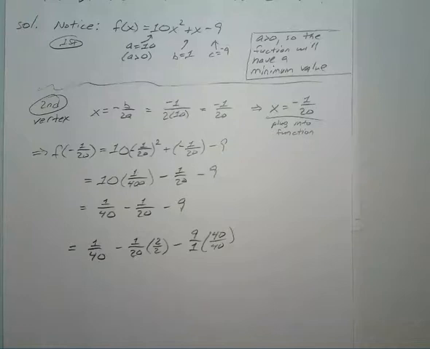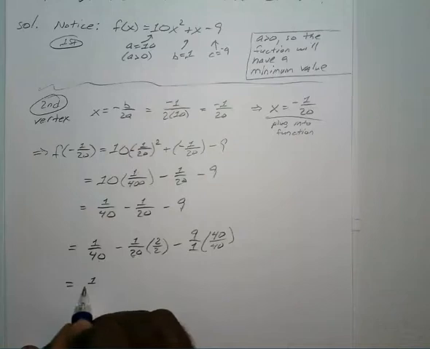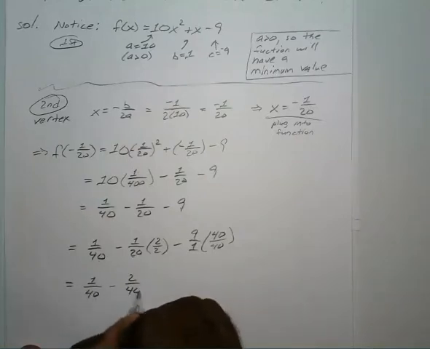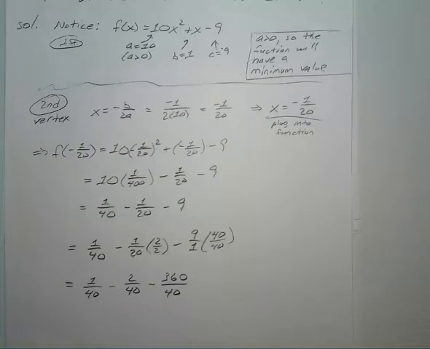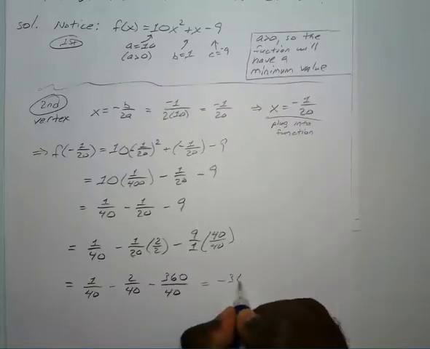Alright, so that gives us 1 over 40 minus 2 over 40 minus 360 over 40. Okay, so 1 minus 2 is negative 1. Negative 1 minus 360 is negative 361 over 40.